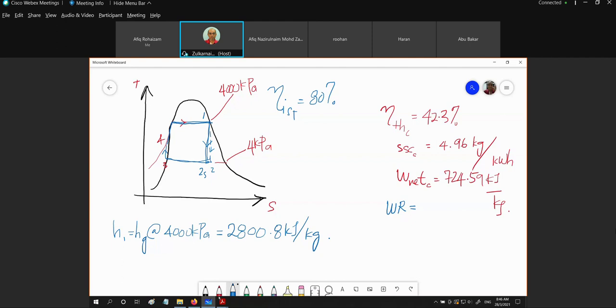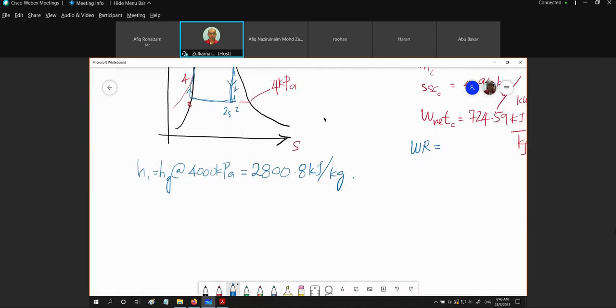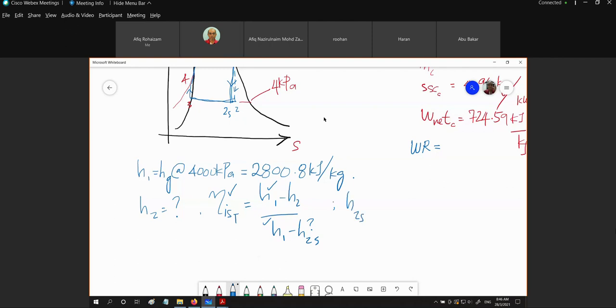Then we are going to have H2. The H2 we are going to get from the isentropic efficiency for the turbine, which is equal to H1 minus H2 divided by H1 minus H2S. H1 is already given. Then in order to get H2, we need to get H2S. To get H2S, we are going to use S2S and P2. And S2S is equivalent to S1, because we know that there is isentropic expansion from 1 to 2S.